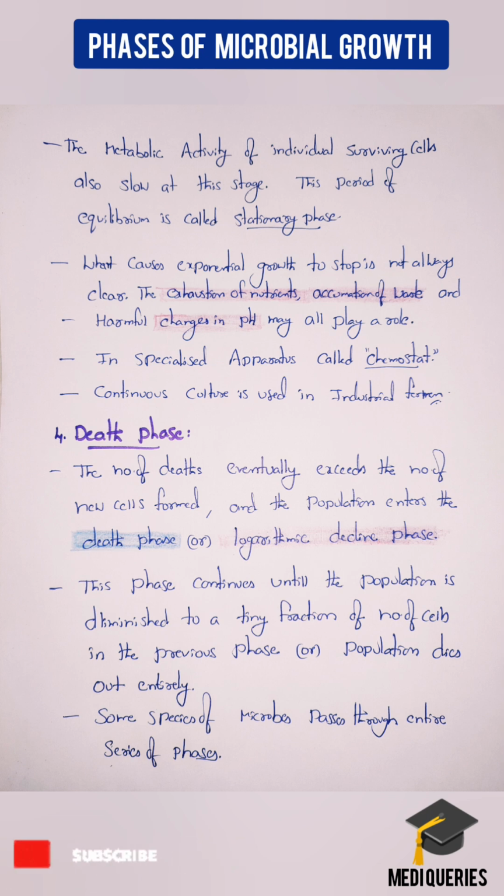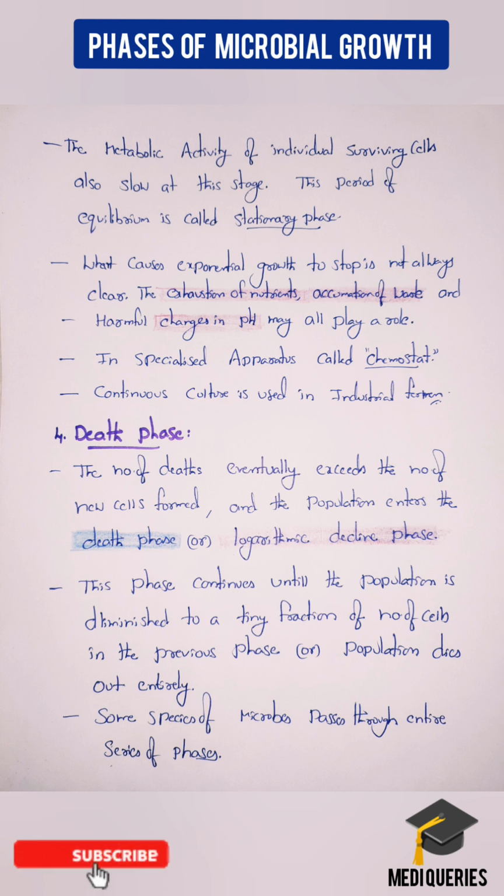In a specialized apparatus called a chemostat, a population can be kept in the exponential growth phase indefinitely by draining spent media and adding fresh media. This type of continuous culture is used in industrial fermentation processes, so chemostats are used there. So this is about the stationary phase.